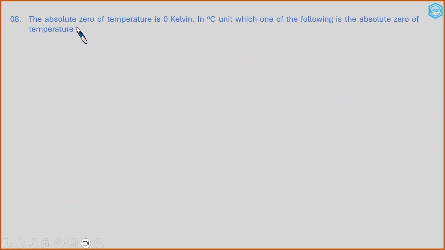Question 8. The absolute zero of temperature is 0 Kelvin. In degrees Celsius unit, which one of the following is the absolute zero of temperature? Option 1, option 2, option 3 and option 4. We know minus 273.15 degrees Celsius is absolute zero.